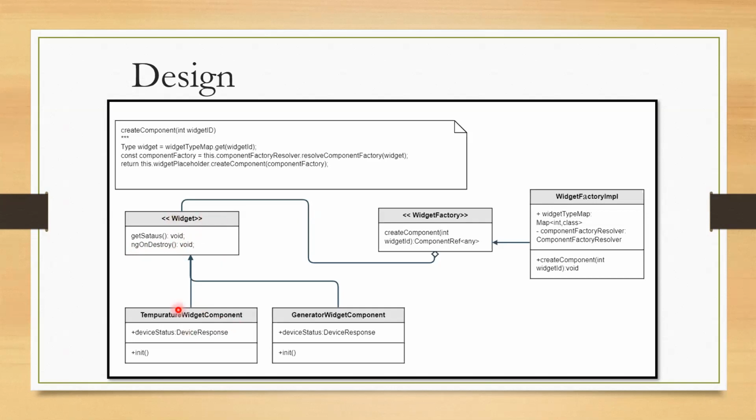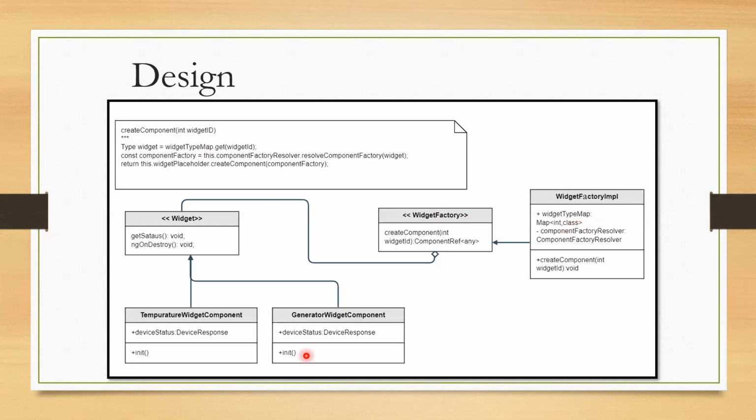What I want to emphasize is that these widget components are inherited from one interface. This is the factory implementation. The factory implementation class has a create component method. This is sample code for create component. It passes a widget ID, and we have a widget type map. It's a map that has an integer and a class.